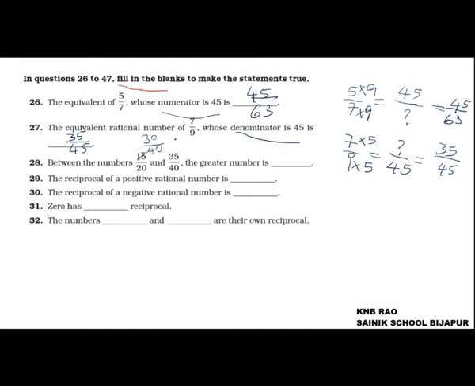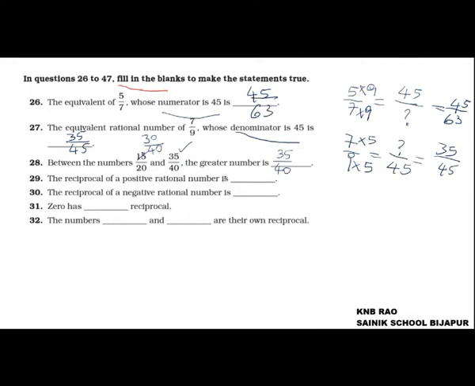You know the technique of doing it. In the previous two questions I said, 15 by 20 to the denominator 40, the equivalent rational number is 30 by 40. Now 30 by 40 and 35 by 40 can be compared. Now who is greater? Clearly 35 by 40 is greater. So the answer is 35 by 40.